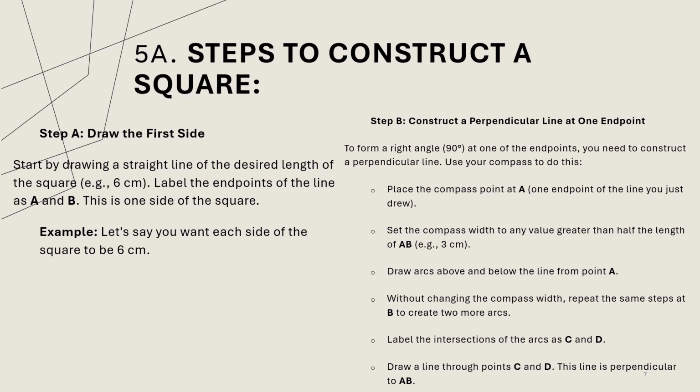Without changing the compass, repeat the same step at B, and then afterward create 2 more arcs. So what you're going to do is label the intersection of the arcs C and D. Draw the line through points C and D and make the line perpendicular to AB.